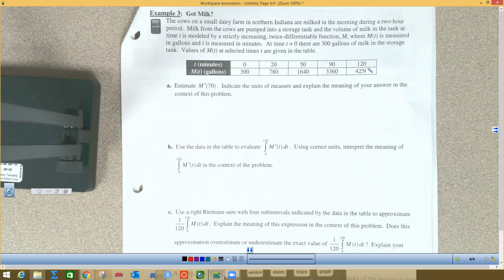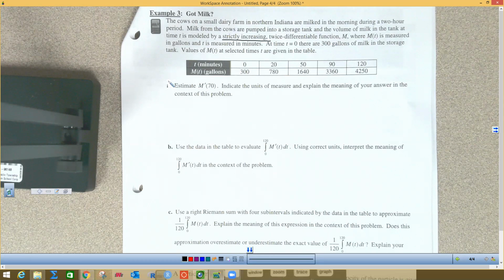You will possibly have something like this on the AP test, because you have to know functions, you have to know charts, and you have to know graphs. Those are the biggies. So this says estimate the derivative of m, and I guess we better read this. The cows on a small dairy farm in northern Indiana are milked in the morning during a 2-hour period. The milk from the cows is pumped into a storage tank, and the volume of the milk in the tank at time t is modeled by a strictly increasing, this is probably going to be important, it could say monotonic there too, twice differentiable function.